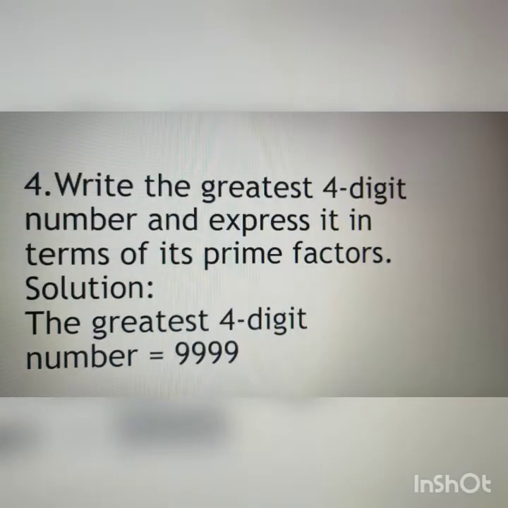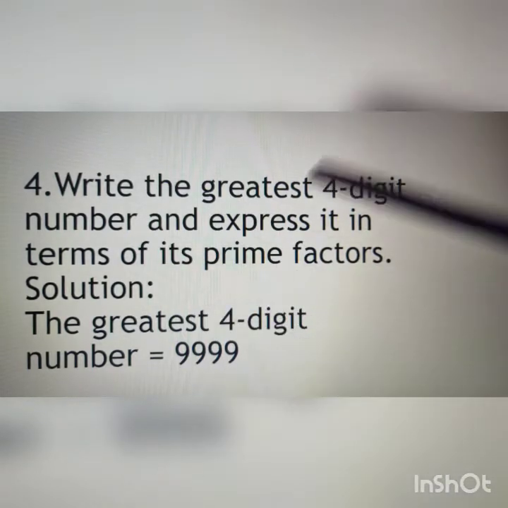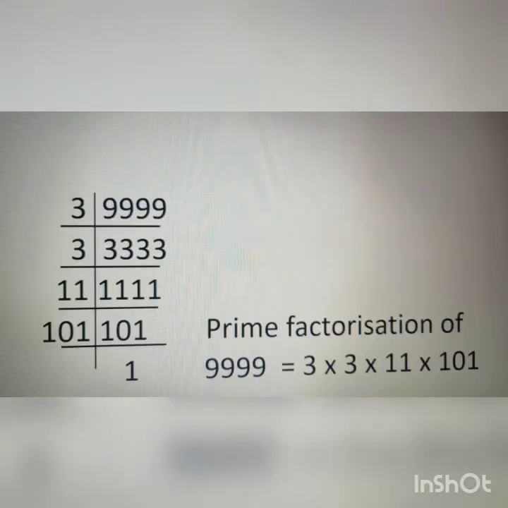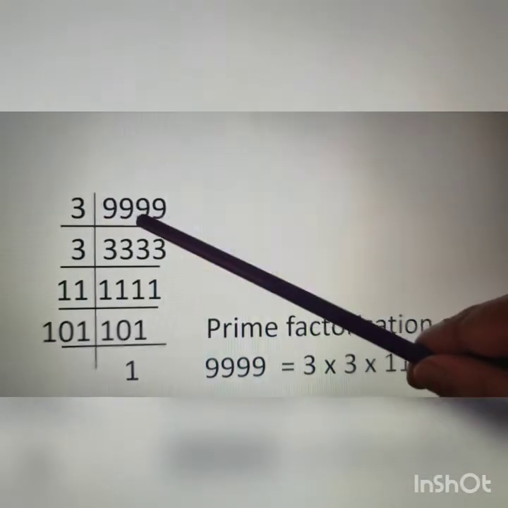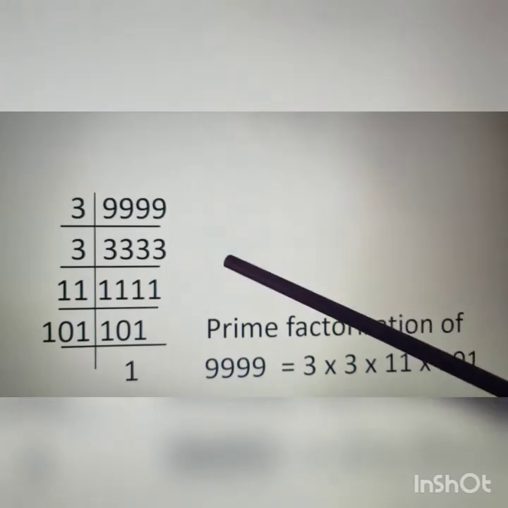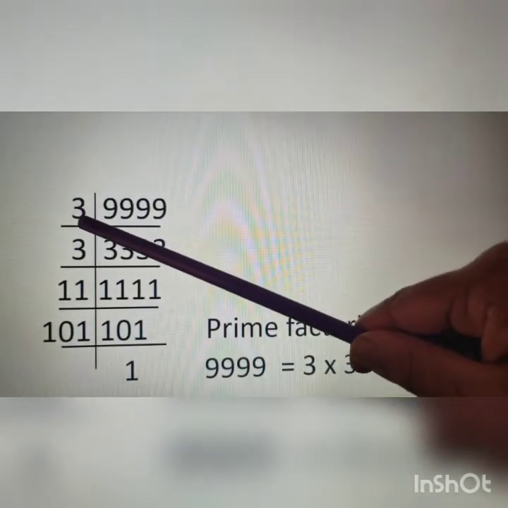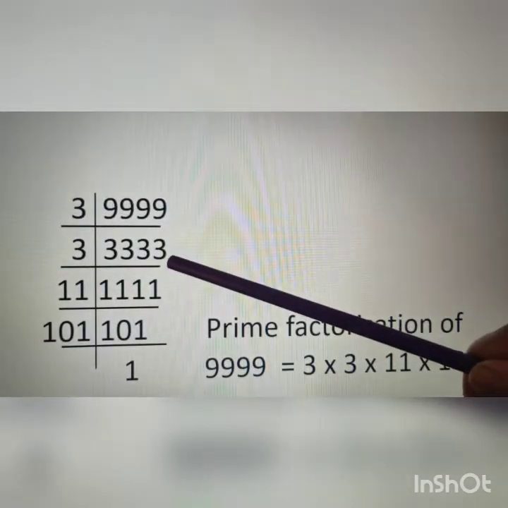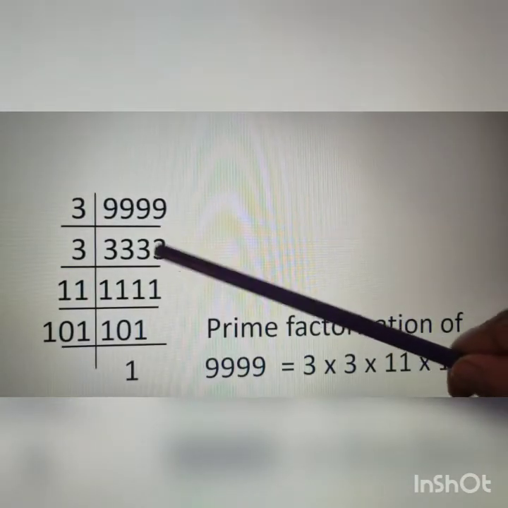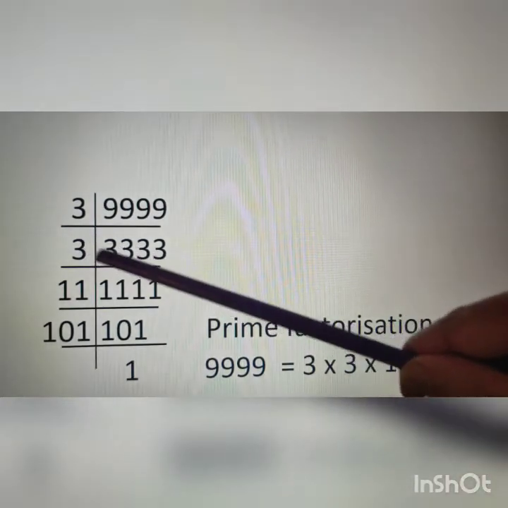Number 4. Write the greatest 4-digit number and express it in terms of its prime factors. Solution. We know the greatest 4-digit number is 9999. Here the prime factors of 9999 are found by the division method. First we divide by 3, and we get the quotient 3333. Then it is again divided by 3.